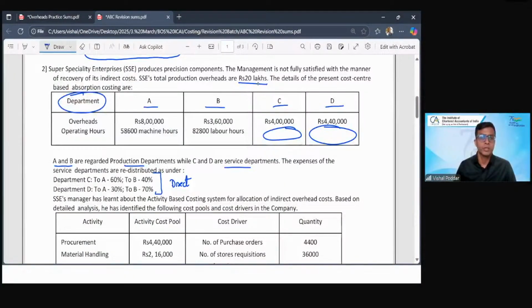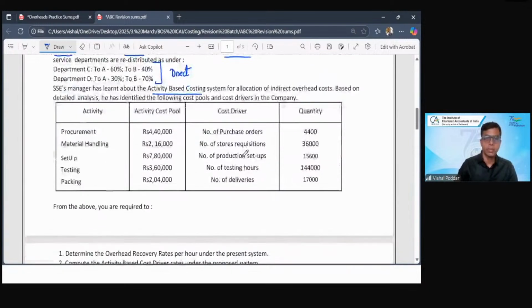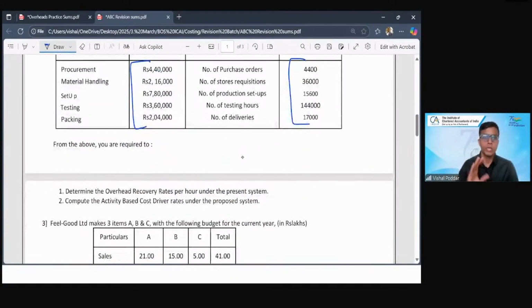Now, the manager has recently got to know about ABC. Based on the detailed analysis, they have found out the following cost pools. That is, activity wise, they have done the primary and secondary. They have found out the cost of each activity and the cost drivers. Now, what you are required to do is only find out the charging rate. First, under the traditional method, which will be rate per hour, and then under the ABC method, where you will be finding out the cost driver rates. Fine.